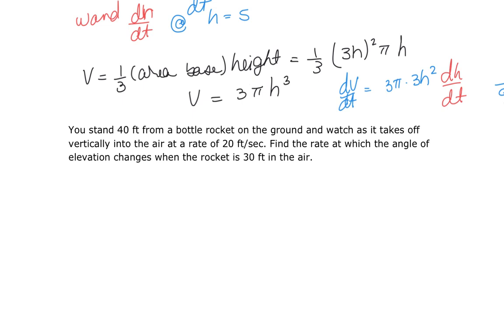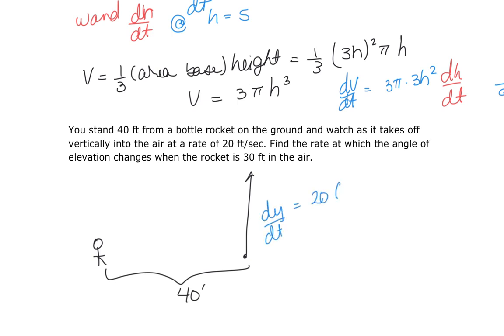You stand 40 feet from a bottle rocket on the ground. So this is you, and you're 40 feet away from this rocket. And you watch it take off with a velocity of 20 feet per second. So we're going to go upwards, and this is the dy/dt. The reason I'm using dy/dt is because it's in the y direction, and this is a given. So this would probably be in blue. So dy/dt is 20 feet per second.